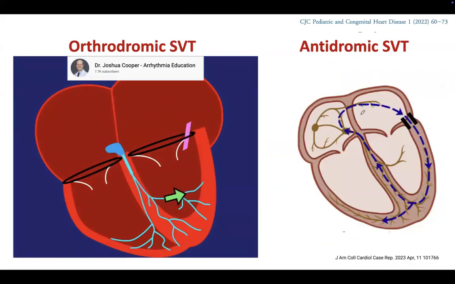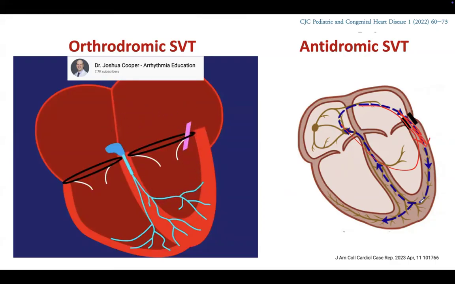Antidromic, you're going down the accessory pathway and up the AV node. So with antidromic tachycardia, you'll get wide complex tachycardia, because you're not going down the AV node, you're going down an accessory pathway, and hence you're not engaging the His-Purkinje system. Make sense, guys? Yeah, because you're going down the accessory pathway, you're not going down your normal His.